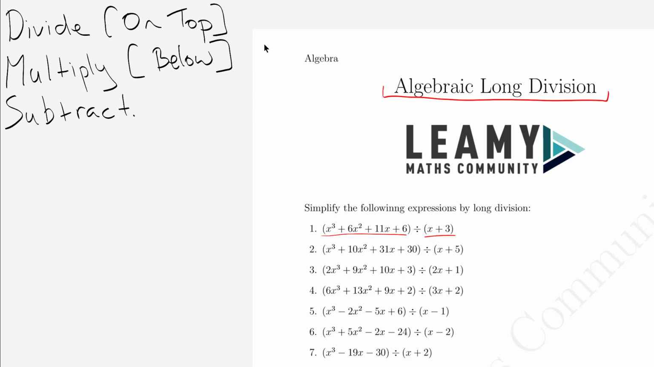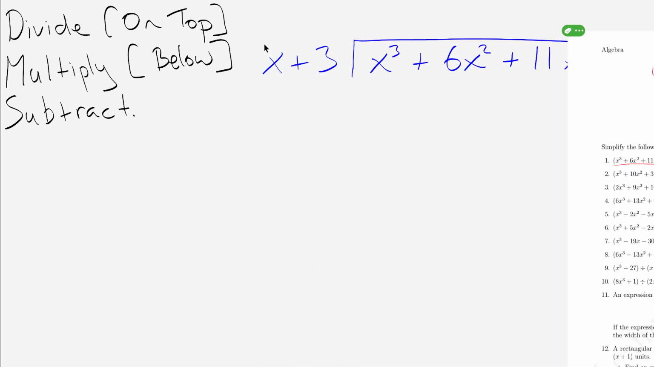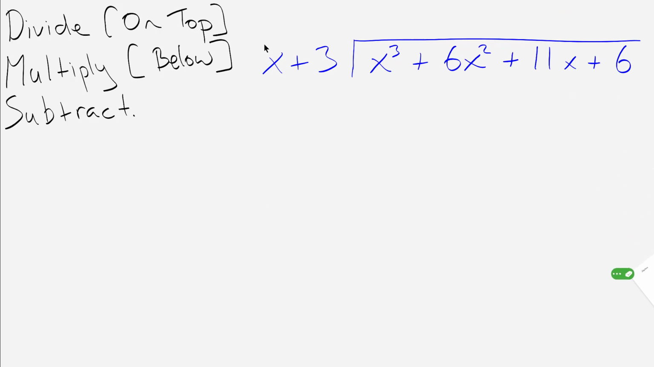So let's do this question 1 here. I have the question 1 already written out. x plus 3, this is my factor, divided into the polynomial x cubed plus 6x squared plus 11x plus 6. So remember, the first thing we do is divide. So what are we actually dividing? We're always looking at the leading term in the factor, which is the value of x with the highest power. So this is just x to the power of 1. You're dividing the leading term of the factor into the leading term of the polynomial.